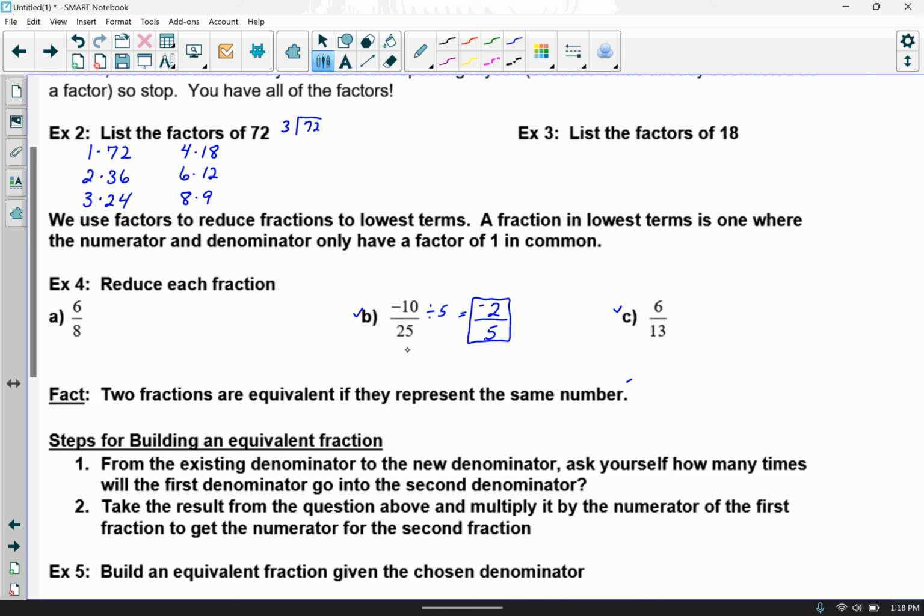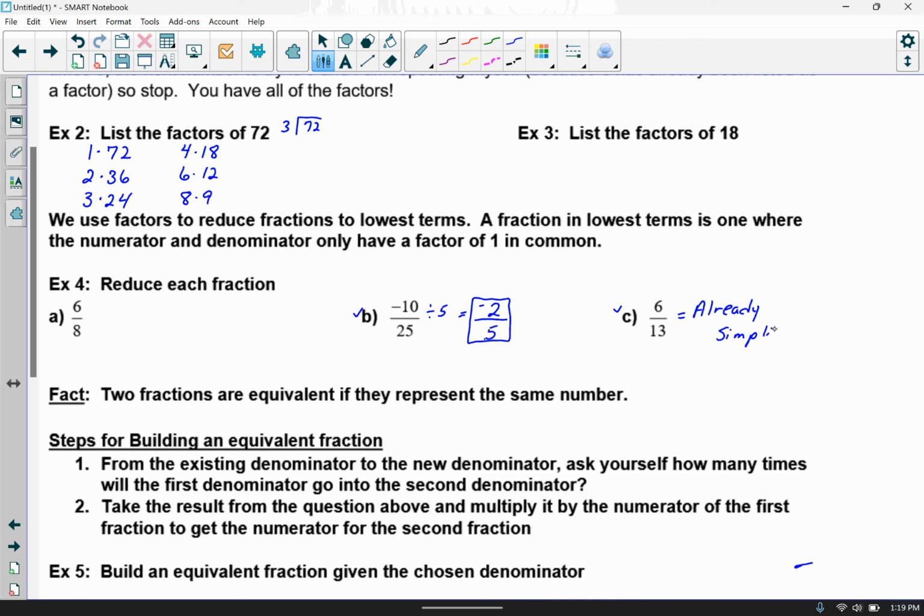So reducing fractions is going to be very important as you move through your math class. All right. And then we're looking over at letter C here, it wants us to reduce this to lowest terms. We ask ourselves, do 6 and 13 have anything in common? And in this case, they don't. And so here we would say that this is already simplified.